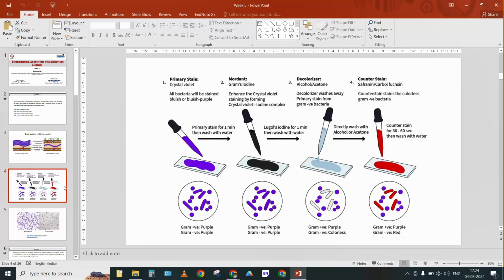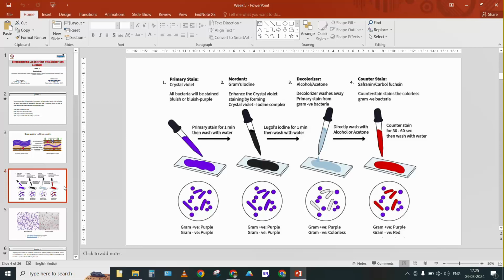Another option could be old or improperly stored reagents. The quality of the reagents used in gram staining is crucial. If the reagents are old, contaminated, or not stored properly, they may not perform as expected, leading to inaccurate results. The third reason could be an inconsistent staining technique. The gram staining technique requires precision and consistency. If Ramesh did not follow the steps carefully, or if there were variations in the technique, it could affect the outcome.